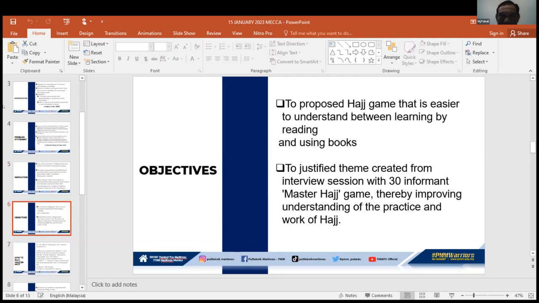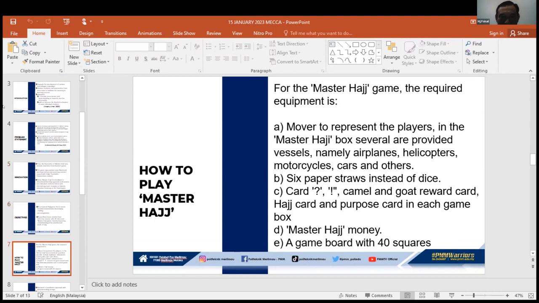And the objective is to propose a Hajj game that is easier to understand than learning by reading and using books. To justify, it was created from interview sessions with 30 informants, the Master Hajj game, thereby improving understanding of the practice and work of Hajj. How to play Master Hajj? This is the first.